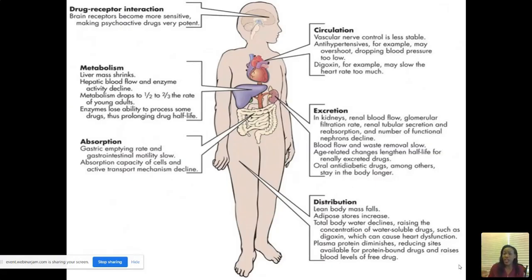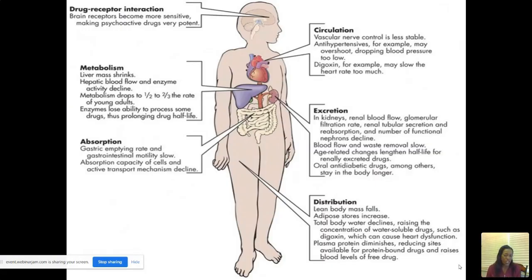So that glomerular filtration, as you get older, okay, the secretion, reabsorption rate, the functioning of your kidneys decline. Okay, it's just what it is. There's nothing you can do about it. As you get older, your kidneys don't function as well as they used to when you were younger. So blood flow and waste removal are slower. That means the drug stays in your system longer. Again, the half-life lasts longer, so they will get toxic.